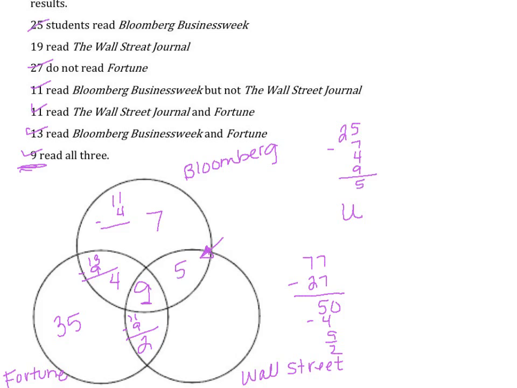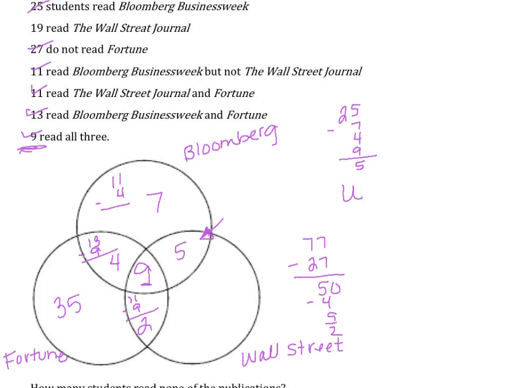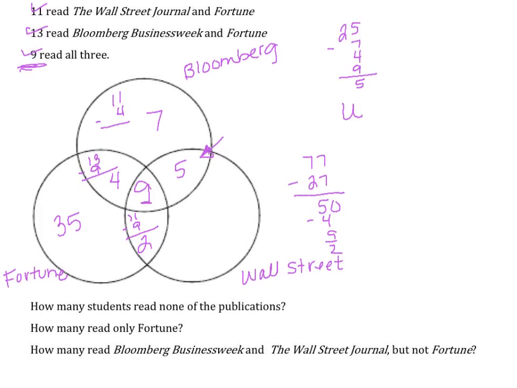And then 19 students read the Wall Street Journal. So if 19 students read the Wall Street Journal, we'll have to take 19 minus 5 minus 9, and minus 2 to get a total of 3 students who read just the Wall Street Journal. So based on what we know from our circle here, we can answer some questions.